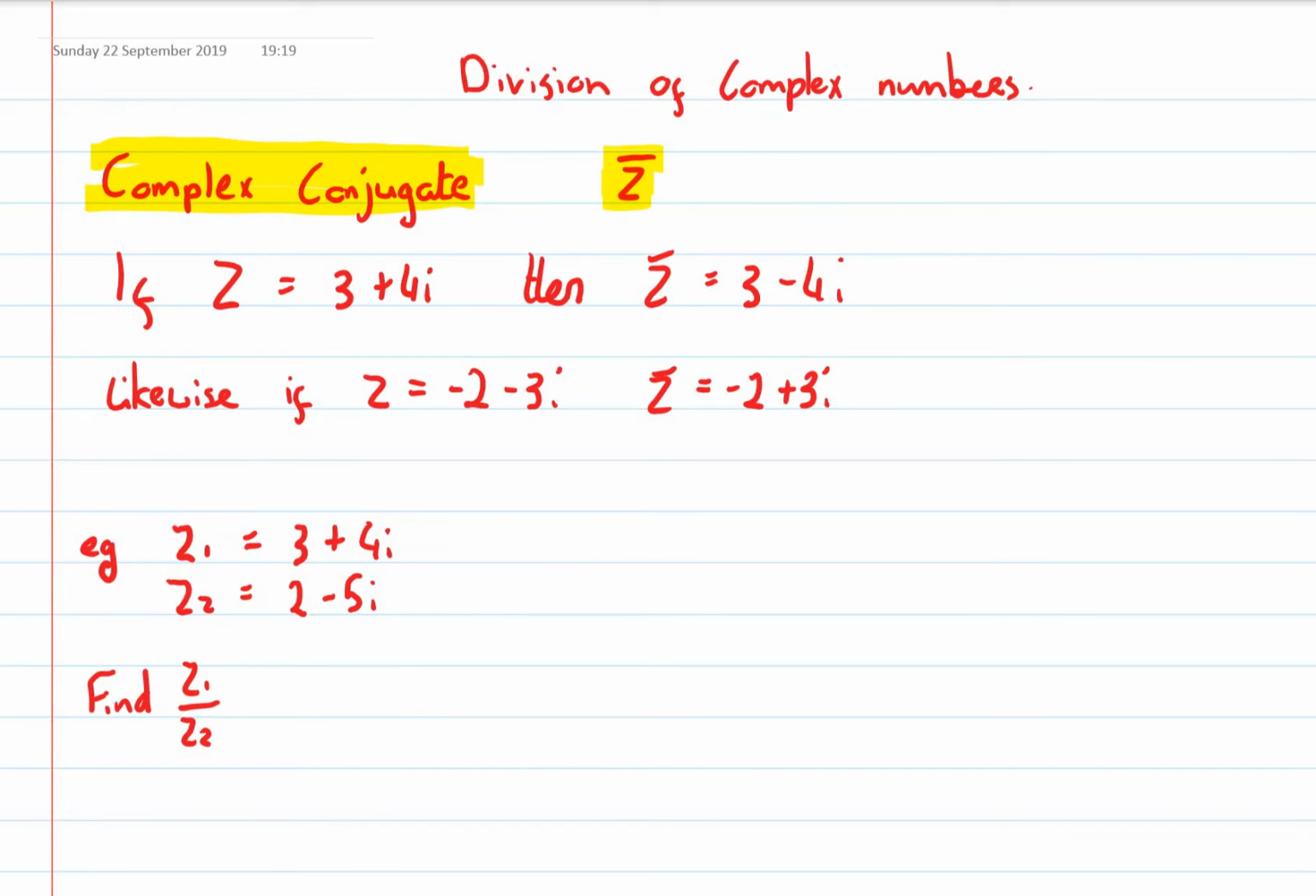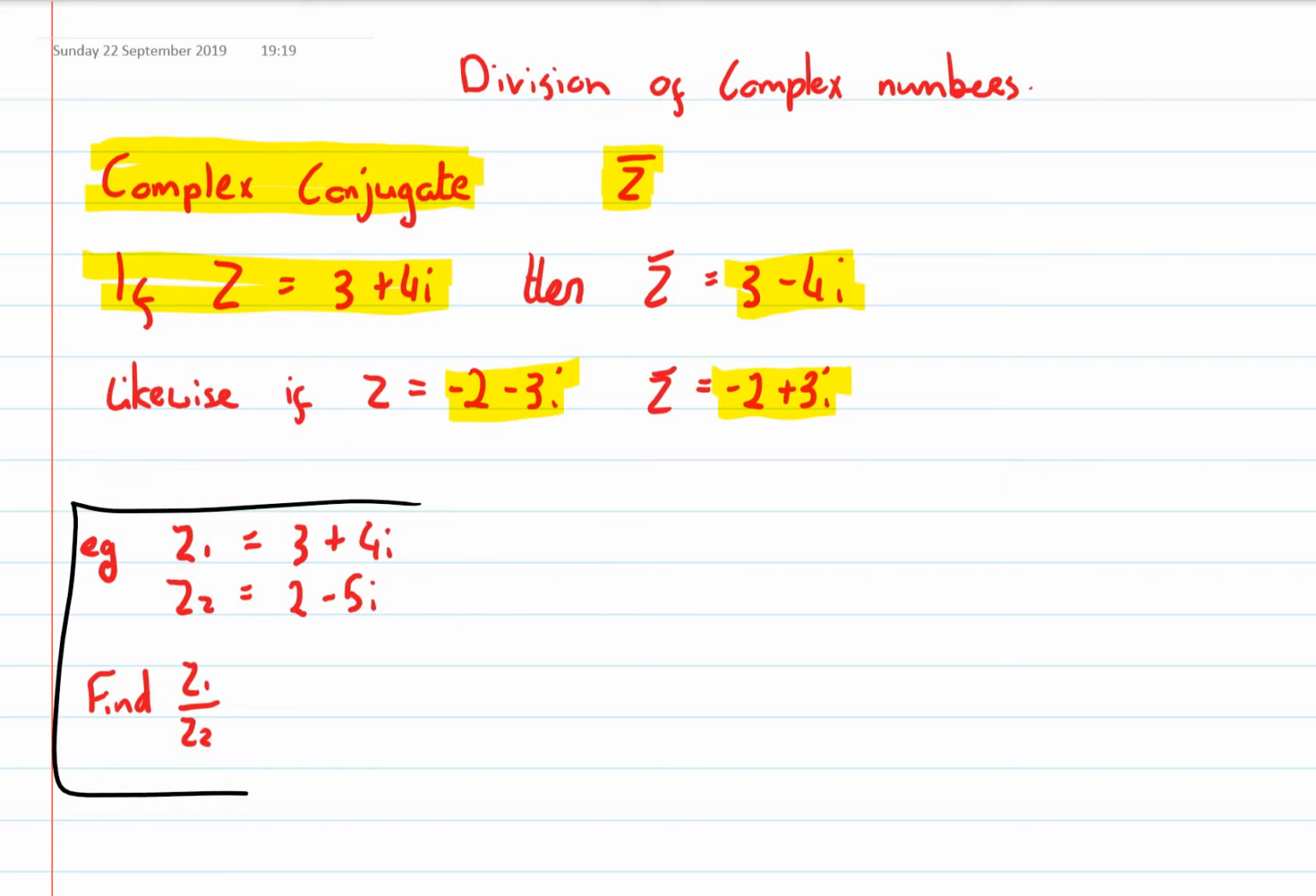So for example, if z is 3 plus 4i, well then the complex conjugate of z is 3 minus 4i. We just changed the sign of the imaginary part. So likewise, if z was minus 2 minus 3i, well the complex conjugate of that would be minus 2 plus 3i.